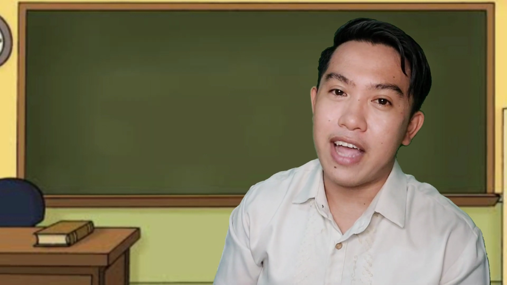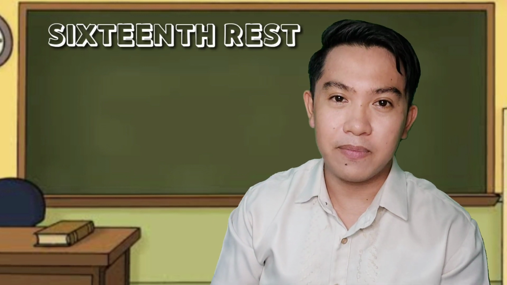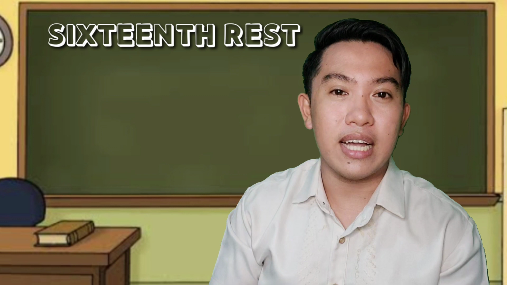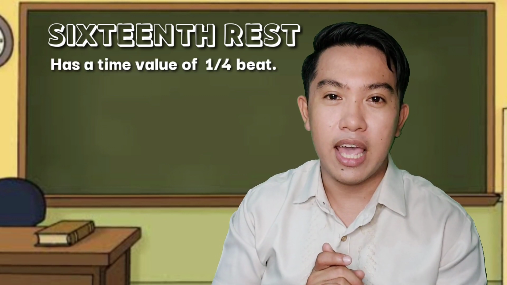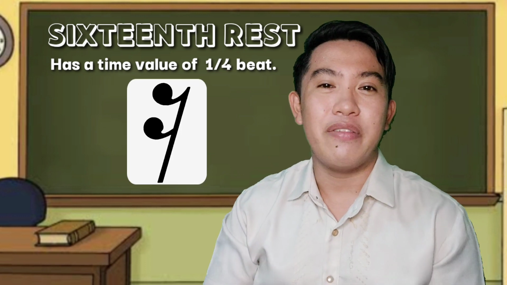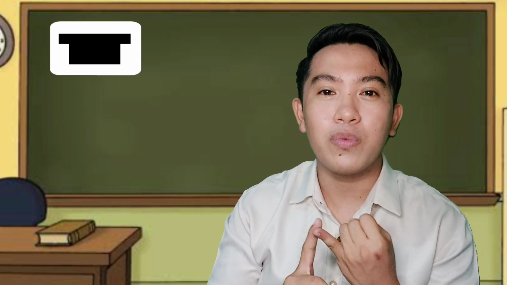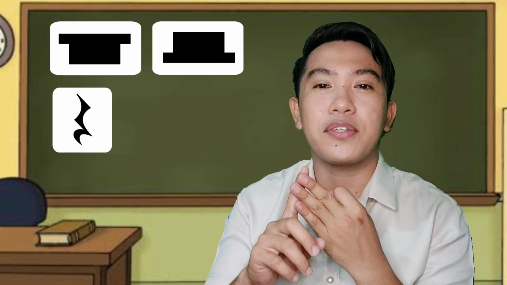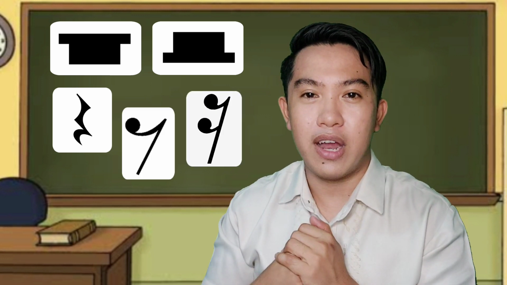There you are. And our last kind of rest is what we call 16th rest. 16th rest, just like a 16th note, has a time value of 1/4 beat. And it looks like this. There you have it. Our different kinds of rest are whole rest, half rest, quarter rest, eighth rest, and 16th rest. There you have it. The different kinds of notes and different kinds of rest.